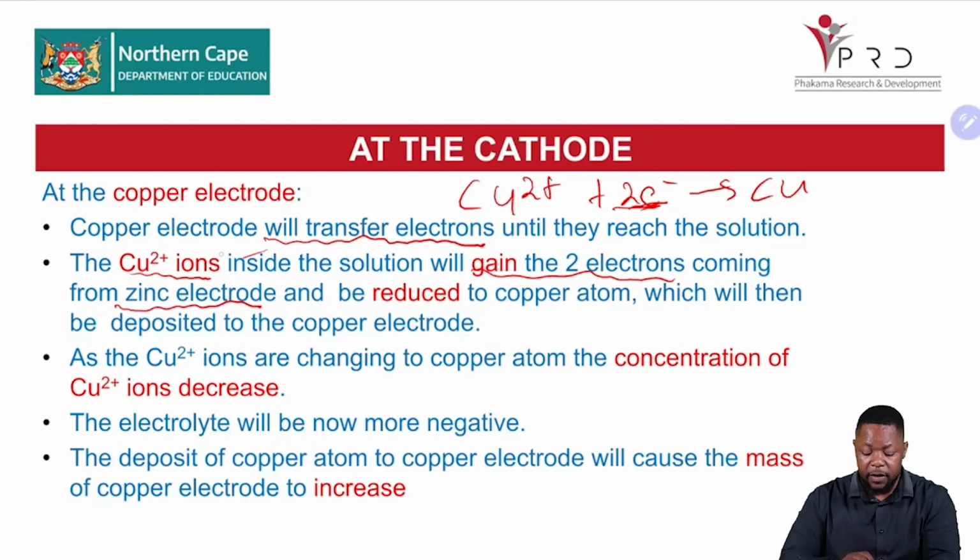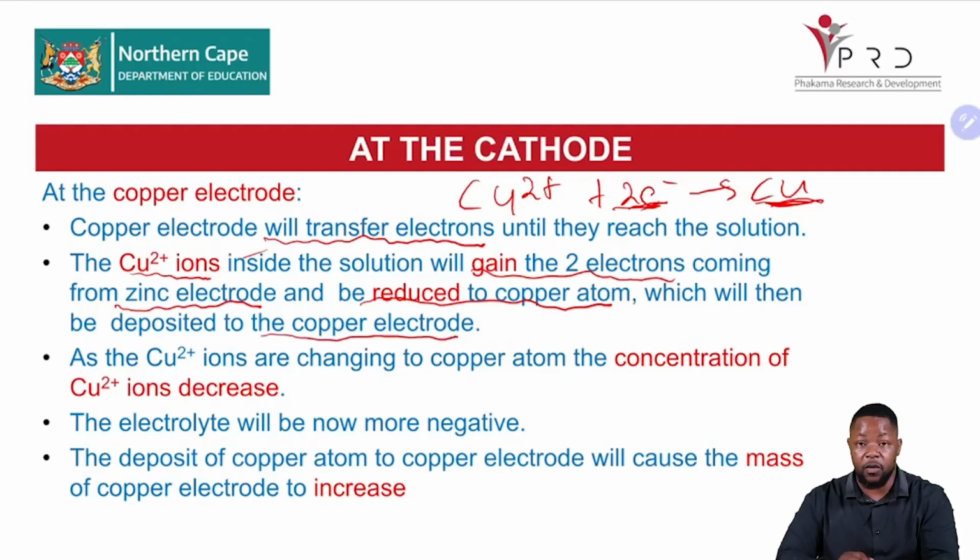Now, the copper ions are gaining 2 electrons. Therefore, it means that they are reduced to copper atoms. This is the copper atom that we are talking about, which will then be deposited onto the copper electrode. And because the atoms are deposited onto the copper electrode, the mass of the copper electrode is going to increase.